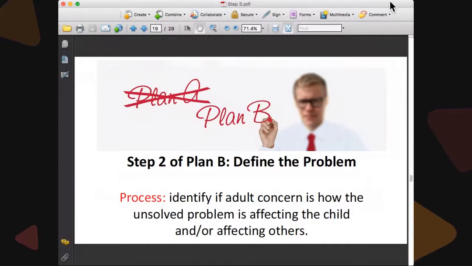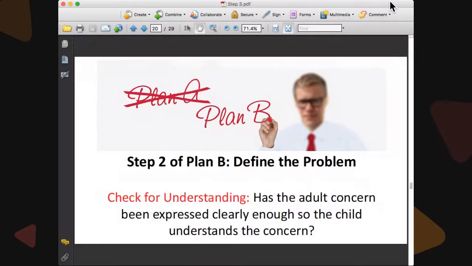So the process is that you identify your concern and how it is affecting the child and or affecting others, which could be other students in the room, could be other kids in your house, could be you and your husband. So this part of the Plan B is looking at the adult concerns. Again, you want to check yourself for understanding before you go to the next step. You want to make sure, did I really explain this clearly enough so my child understands the concern?